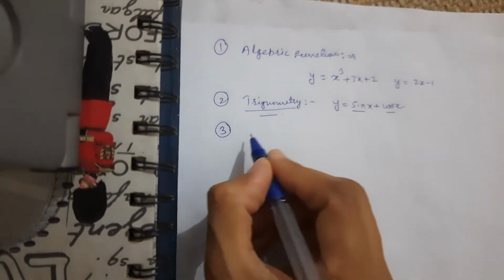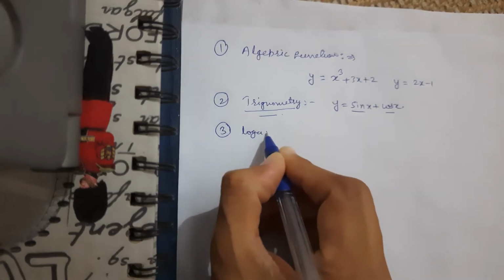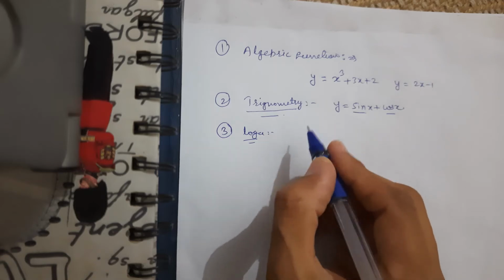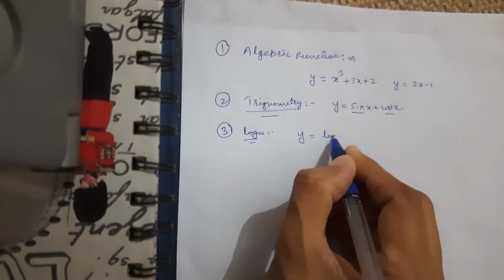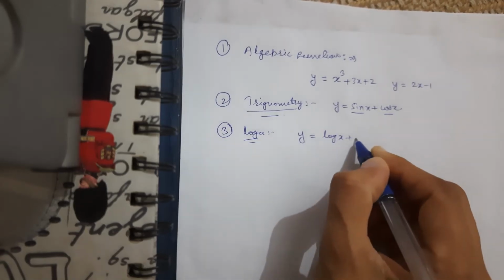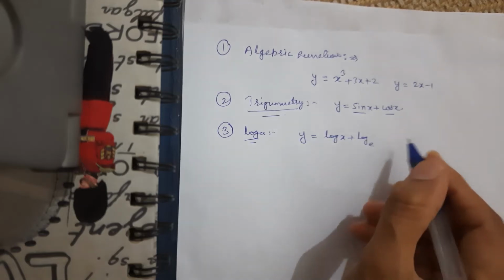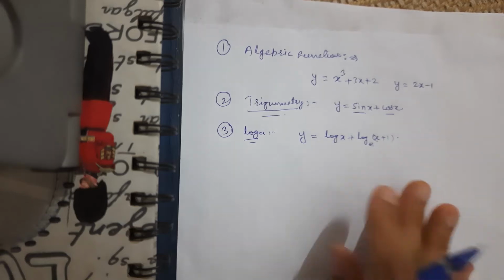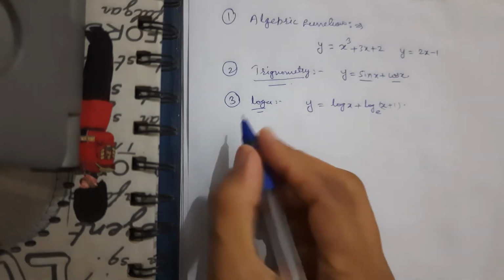Third function is logarithmic function. I am not explaining this term much because these are quite simple. So if a function has some logarithmic term, then it is called a logarithmic function. Example is this kind of function. Exponential function.